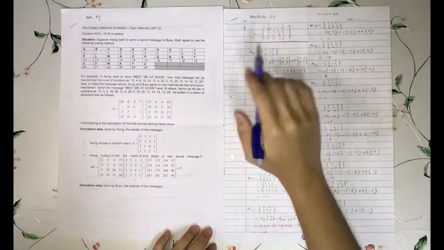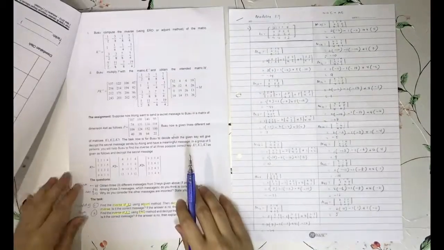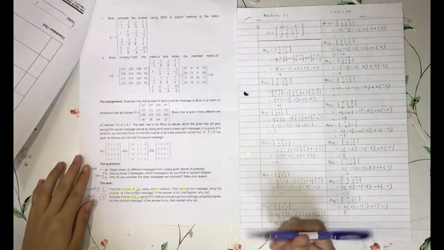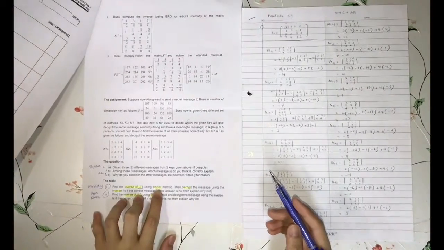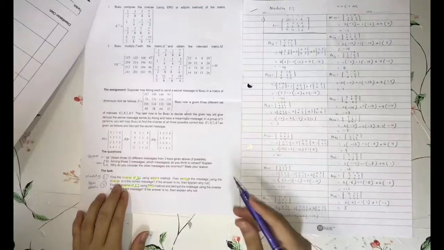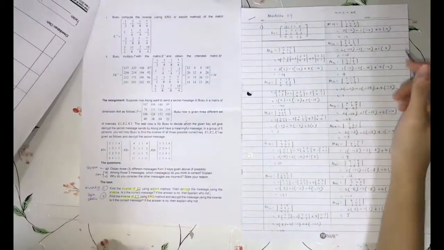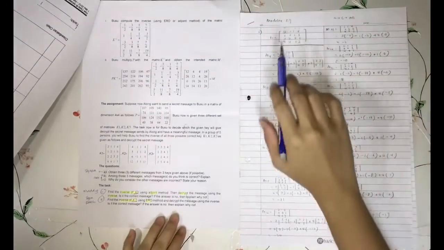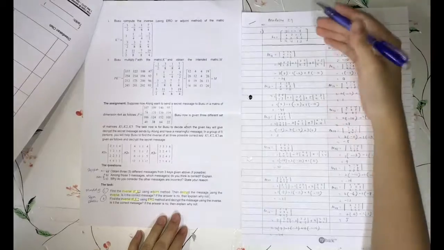Okay, so our group has chosen set G, and for the first task, we are asked to find the inverse of K1 using the adjoint method. Then we are asked to decrypt the message using the inverse, and we have to find if it is the correct message. Okay, so from K1, we have to first find the minor of this matrix.